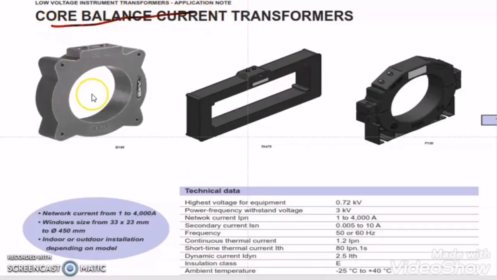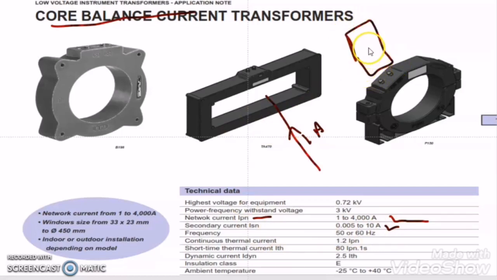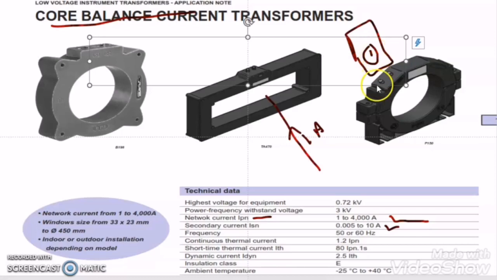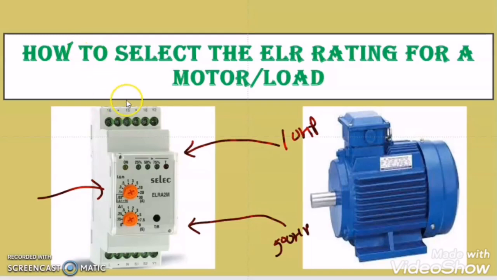Here is one technical data sheet for the core balance current transformer, that is CBCT. Here you can see that the network current IPN is 1 ampere to 4000 ampere, meaning this CBCT we can use for a load of 1 ampere, 2 ampere, 2000 ampere, till 4000 ampere. And the secondary current is till 10 ampere, meaning if we are going for such a CT, then we have to select an ELR having a range till 10 ampere of leakage current, and we can use any load as the range is 1 ampere to 4000 ampere. As I told you, the CBCT rating and the ELR rating do not depend on the load current.